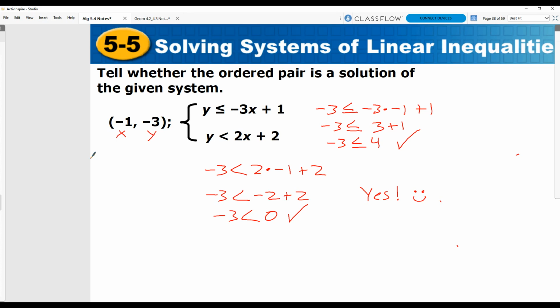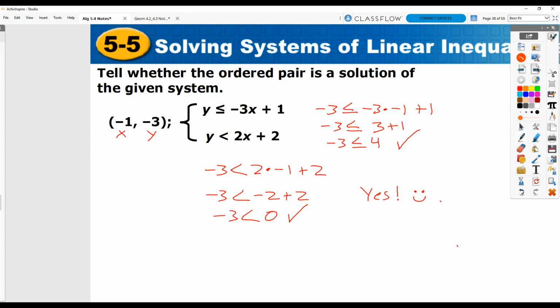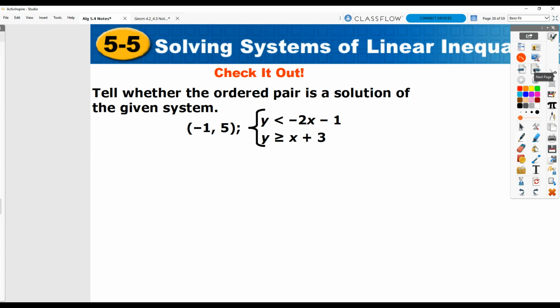All right, I'm going to have you try one on your own. See if you can test it to see if it's going to be a solution or not. So try this one, see what you come up with, and then we'll take a look and see what you get for an answer. Pause the video and then hit play when you're done.